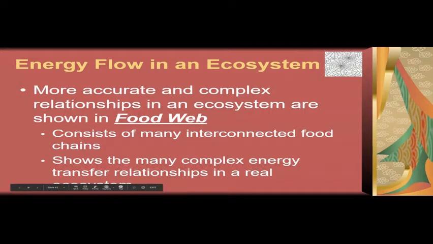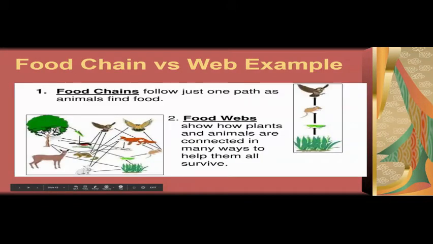A more accurate and complex relationship in an ecosystem is shown in a food web. A food web consists of many interconnected food chains that show the many complex energy transfer relationships in a real ecosystem. Food chains follow just one path as animals find food, but food webs show how plants and animals are connected in many ways to help them all survive.